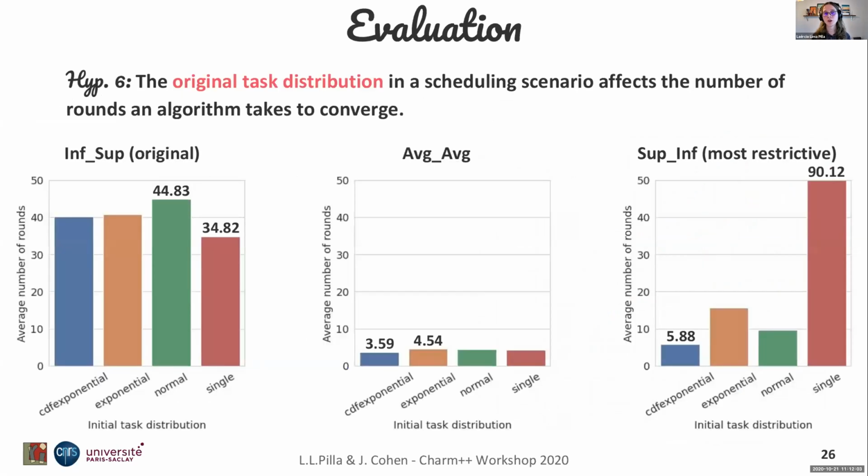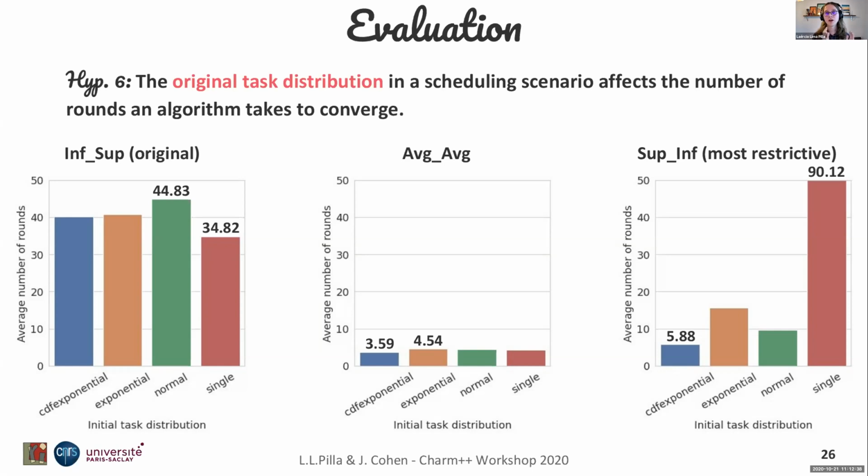When we go to another hypothesis, hypothesis 6, we're thinking that the original task distribution, the original mapping before scheduling, can affect the number of rounds that the algorithm is going to take to converge. So we would expect to see different numbers of rounds for the different algorithms with different task distributions.